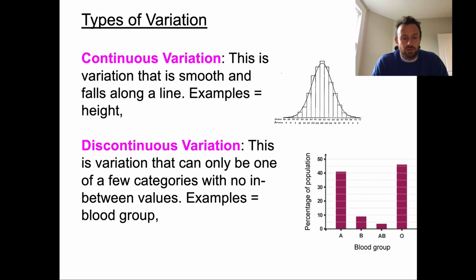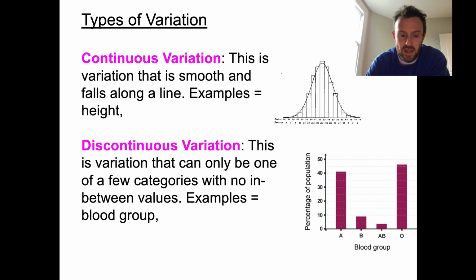Now, discontinuous variation is variation that can only be one of a few set categories, and there are no in-between values. For example, human blood group: you can only be A, B, AB, or O, if we're talking about this specific way of looking at blood groups. So there's only 4 categories, and you can't be sort of O/AB. There are no intermediate values. So I've given you two examples there, height and blood group.